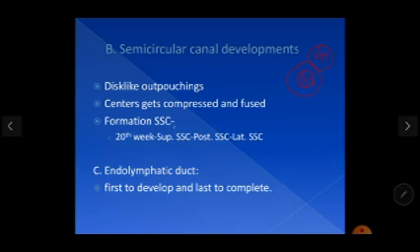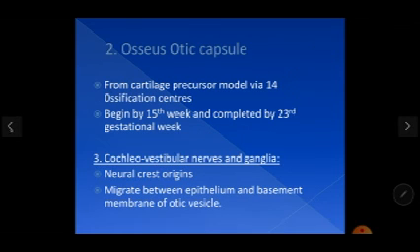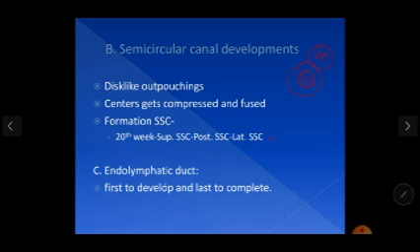As for the formation of the semicircular canals, the superior semicircular canal is the first to form, then the posterior semicircular canal, then the lateral semicircular canal. So the lateral semicircular canal is the last to complete, and developmental anomalies are much more common in the lateral semicircular canals. Then you have the endolymphatic duct. The endolymphatic duct and sac start forming earliest, but they are the last to complete.